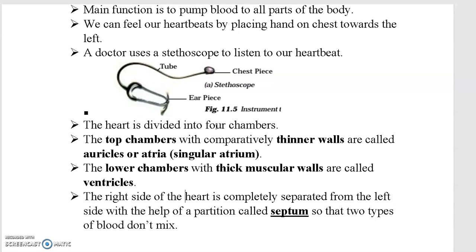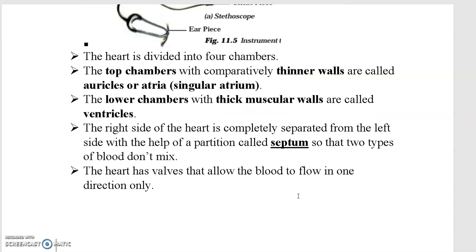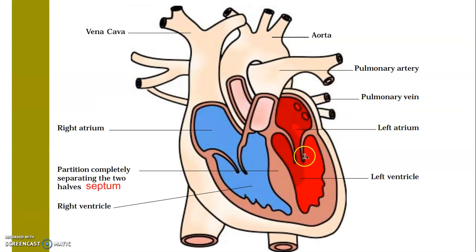Now, the right side of the heart is completely separated from the left side. And this partition is called septum, so that these two types of blood don't get mixed. All right. And there are these heart valves also we talked about. This heart has valves that allow the blood to flow in one direction only. That is unidirection. All right. So these are the valves. You'll study about these valves in your higher standard in a detailed manner.